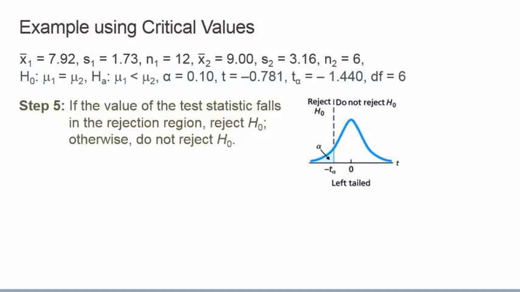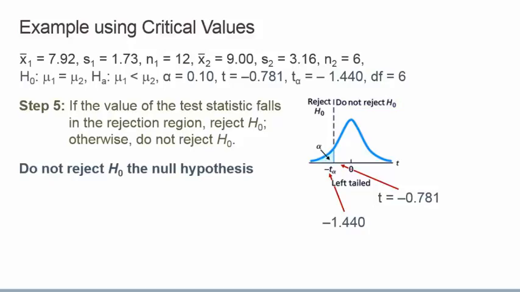Step 5. If the value of the test statistic falls in the rejection region, reject H sub 0. Otherwise, do not reject H sub 0. So I want to locate the test statistic and the critical value on my sketch. The critical value is negative 1.440. My test statistic, negative 0.781, is to its right. That is in the do not reject H sub 0 region. Do not reject H sub 0, the null hypothesis.